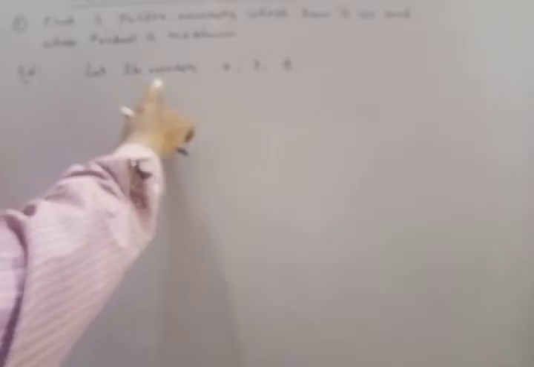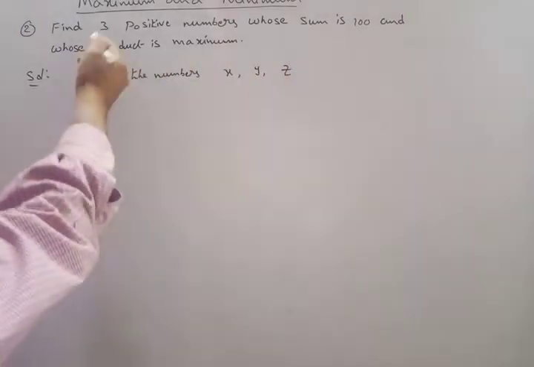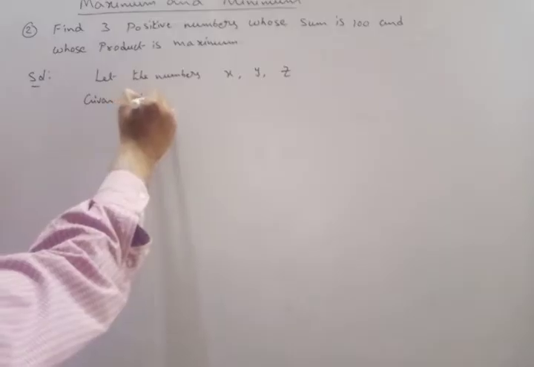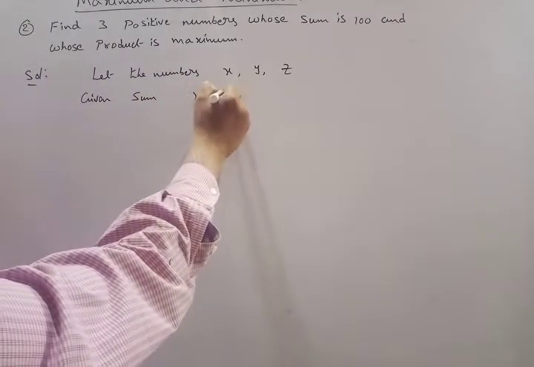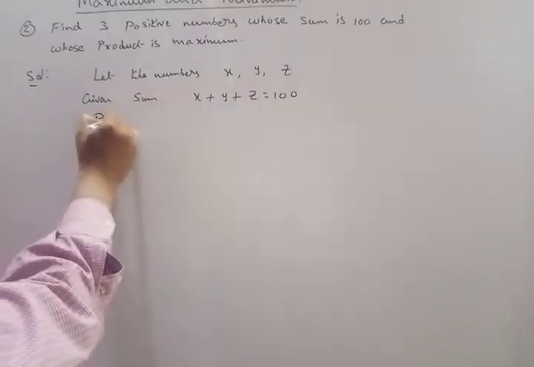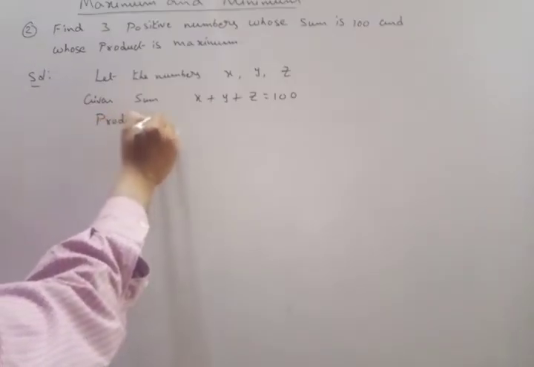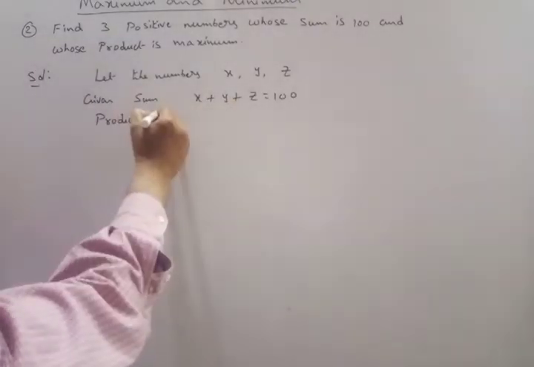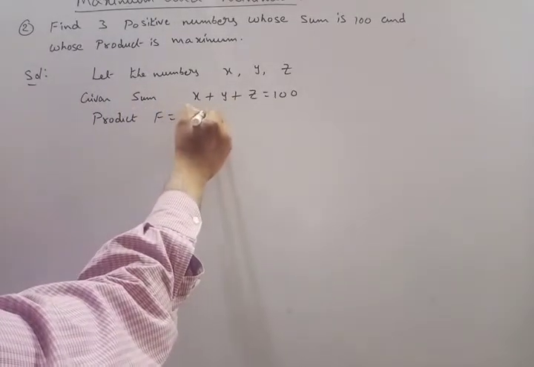See this problem. Let the numbers be x, y, z. Then the given sum is x plus y plus z equal to 100. Then the product xyz is to be maximum. So the product can be taken as f, and this should be maximized.